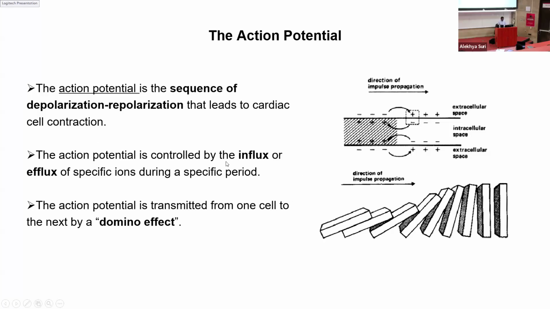And this action potential is controlled by the influx and efflux of sodium and potassium ions specifically. Once the action potential is developed in one cell, it will be transmitted from one cell to another cell by a domino effect. So every cell will then get activated. That way, the entire cardiac muscle contracts at the same time. So this kind of action potential propagation is important for the coordinated contraction of the cardiac muscle to pump the blood.